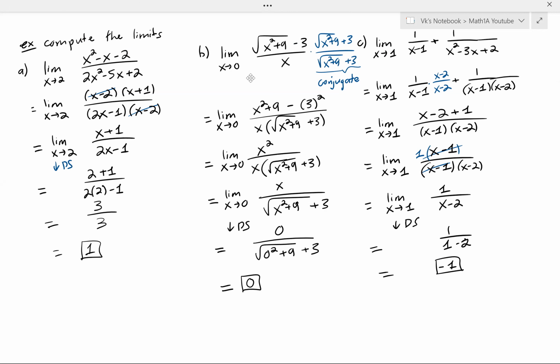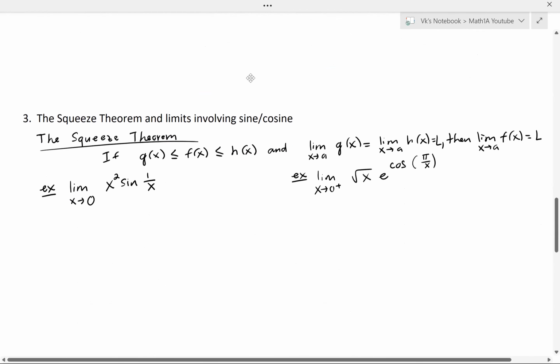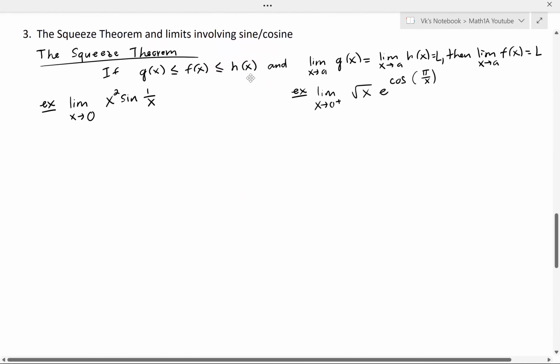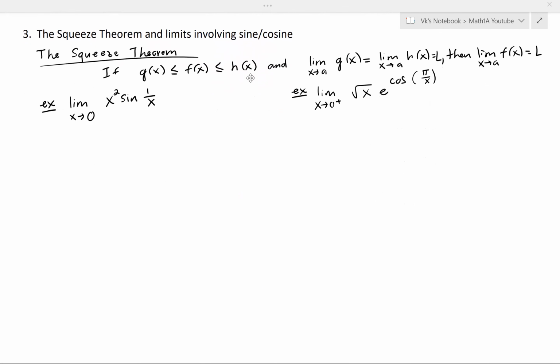Beautiful. Let's move on to 3: the Squeeze theorem and limits involving sine and cosine. The Squeeze theorem states that if g(x) is less than or equal to f(x) and less than or equal to h(x), meaning the function f(x) is between g(x) and h(x), and the limit of g(x) is the same as the limit of h(x) as x approaches a, equal to L, then the limit of the middle function f(x) as x approaches a has to also be L.